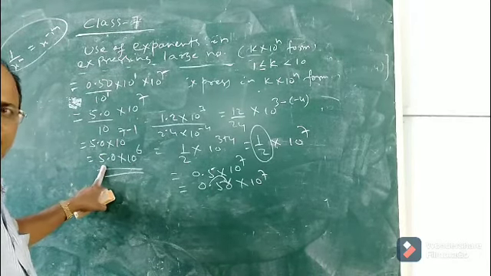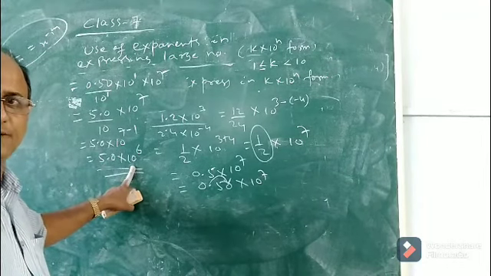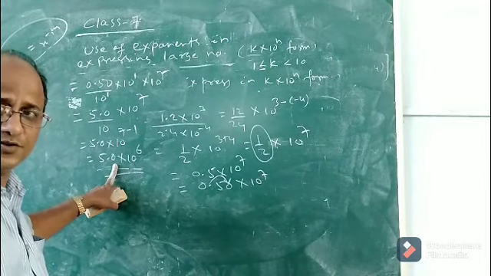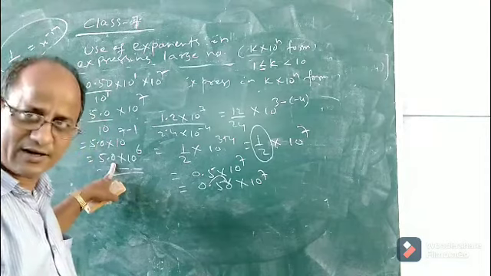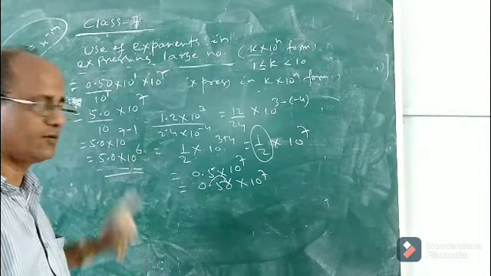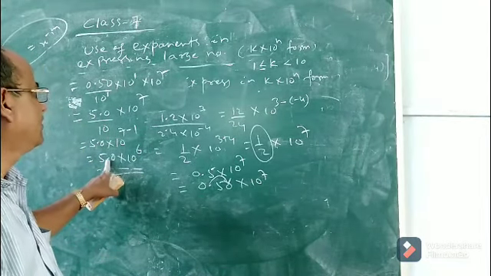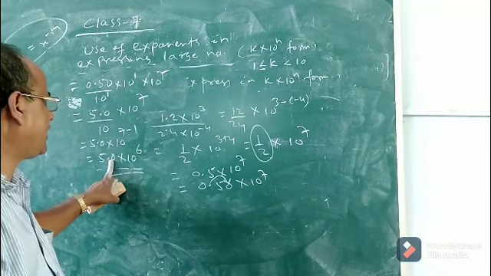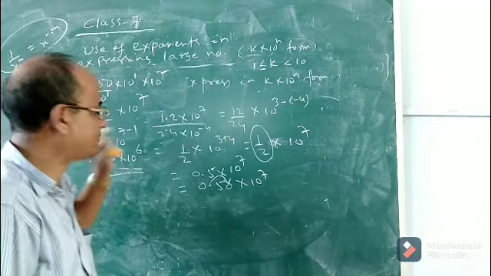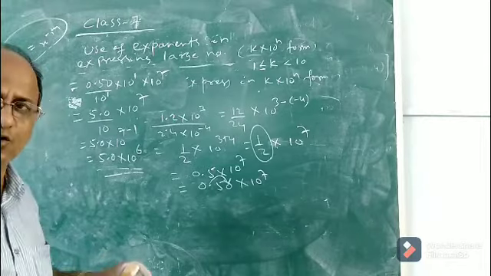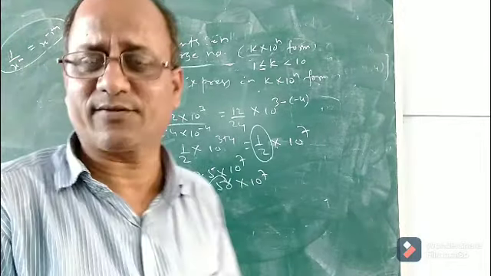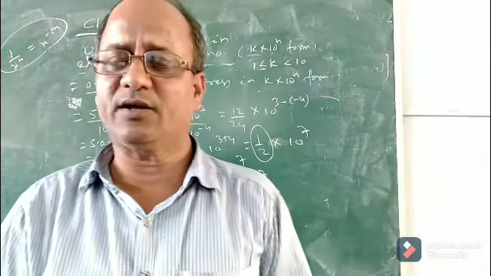Now it has come in the form of k into 10 to the power n, where k equals 5.0, which is clearly less than 10 and greater than or equal to 1, and 10 to the power n. So this is the k into 10 to the power n form of this particular expression. Okay. So children, I hope you understood how to express large numbers in scientific notation.